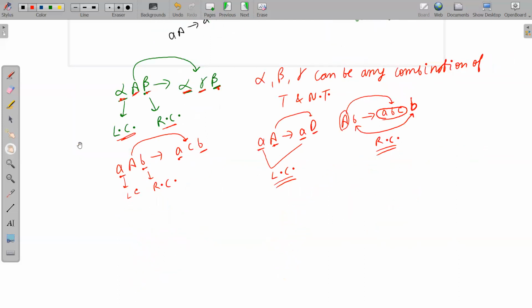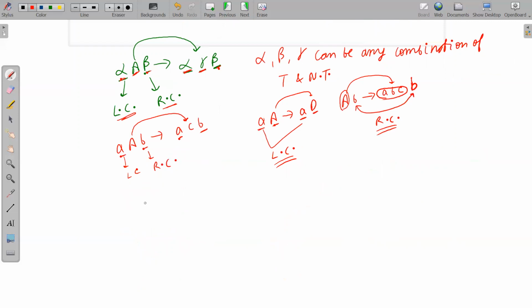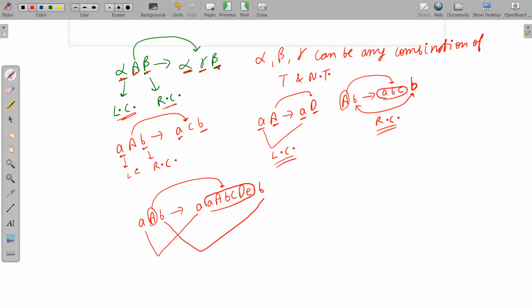Let me give you one more example. You will get more clarity. See, if I say AAB implies AABCDEB, like this, then what will you say? Here A is your left context, B is your right context, and A is changed to this entire thing. I hope I have made the point clear. So A is left context and B is right context. Please remember all these things.